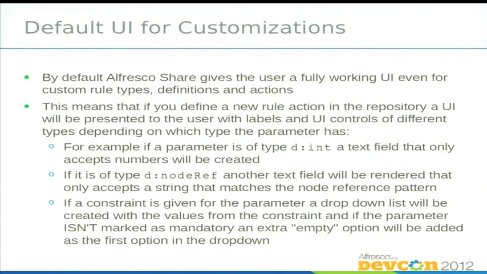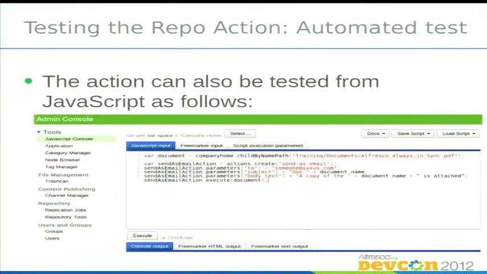If you're not happy with that, you can also use a JavaScript console to test your new repo action. So you can use the actions root object and then create your repo action with the ID there. And that's a very good way of doing that quickly. So this is the JavaScript console add-on that you can download from addons.alfresco.com.